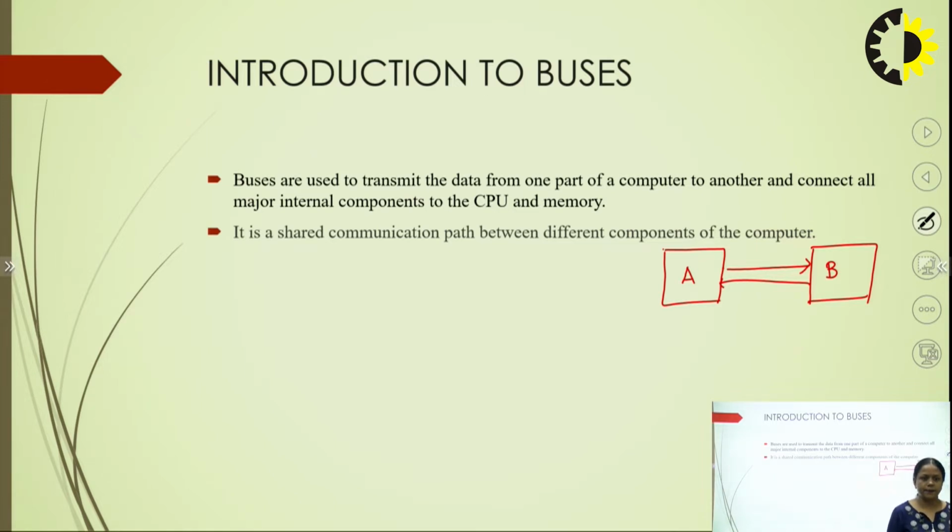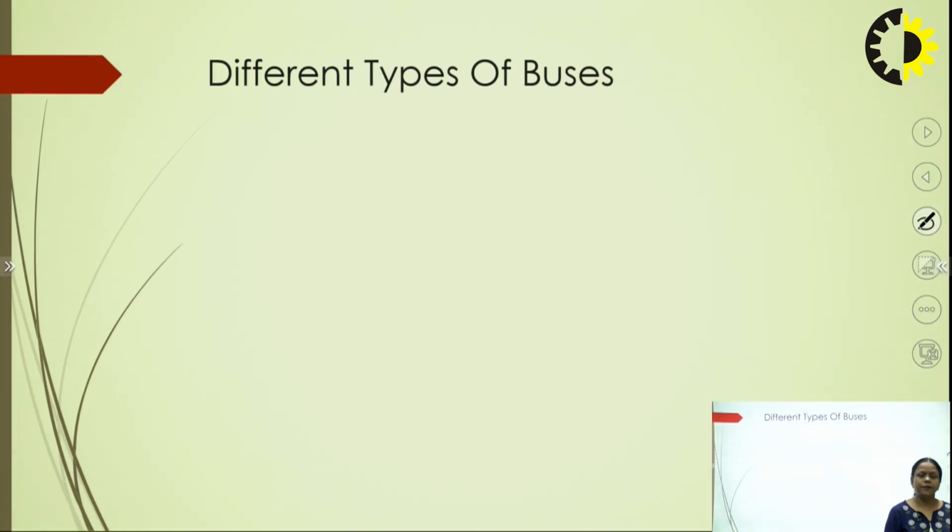Now next, different types of buses. We have buses, but there are different types of buses also. We have different buses for different purposes. So we can see here different types. First one is data bus, second one is address bus, and third one is control bus. Fine. So these are the three different types of buses. Now the question is, what is the role of these three different types of buses? Why do we use these different types of buses?